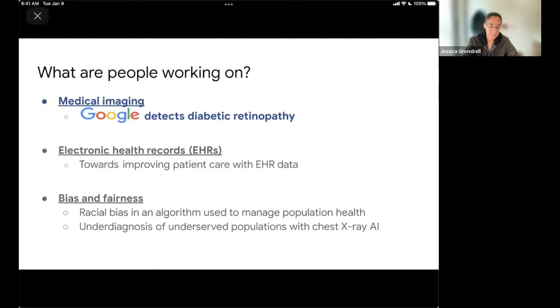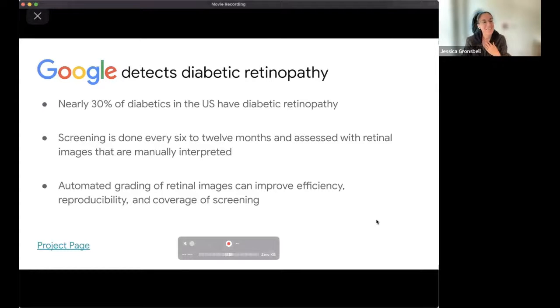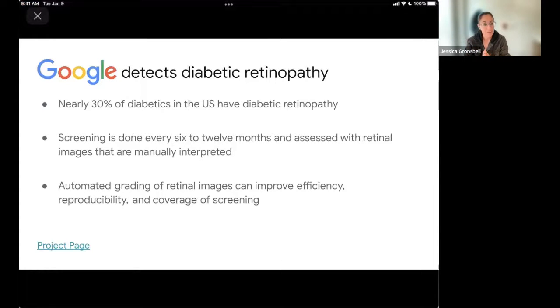This is an example from a team at Google who worked on building an AI system to detect diabetic retinopathy. Sorry, I'm working on a project on neuropathy. So diabetes is a highly prevalent disease, and among patients who have diabetes, a third of them have diabetic retinopathy. It is a condition of the eye that causes lesions and can lead to blindness. So this is a very serious condition that affects a lot of people.